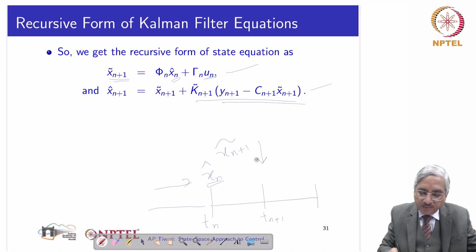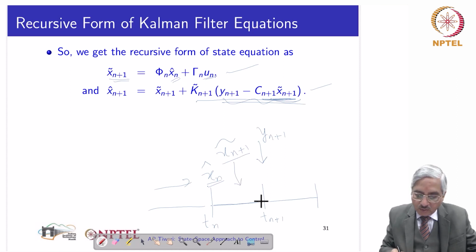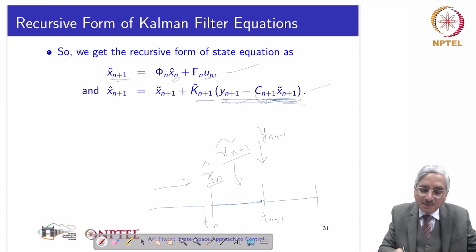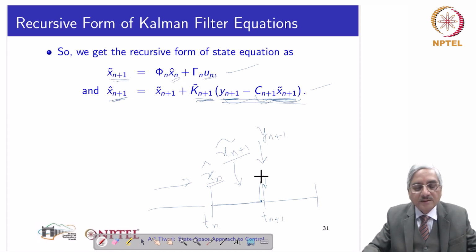So measurement will come at this point, yn plus 1, the measurement comes. As soon as the measurement is available, we evaluate this difference, because this Cn plus 1, xn plus 1 tilde, we can calculate during this interval. Xn plus 1 tilde is there. So just before the availability of measurement, we have knowledge of this. And to that, as soon as we get the measurement, we evaluate the difference and we add K and xn. So we get xn plus 1 here. This is the idea.